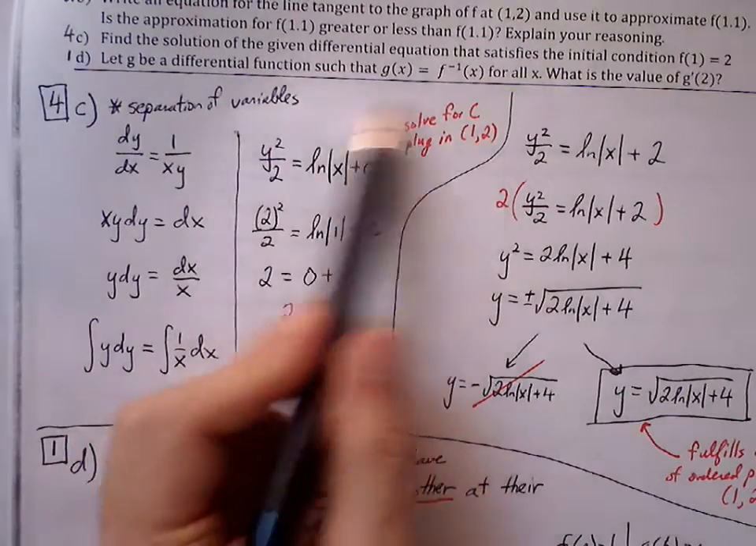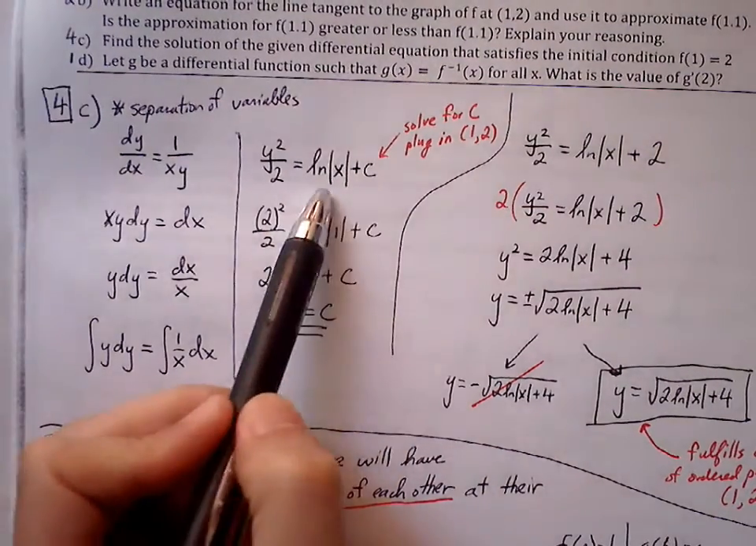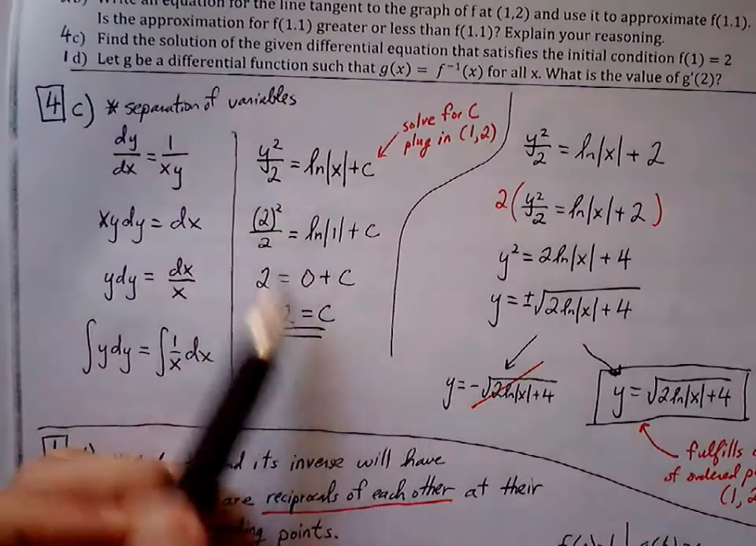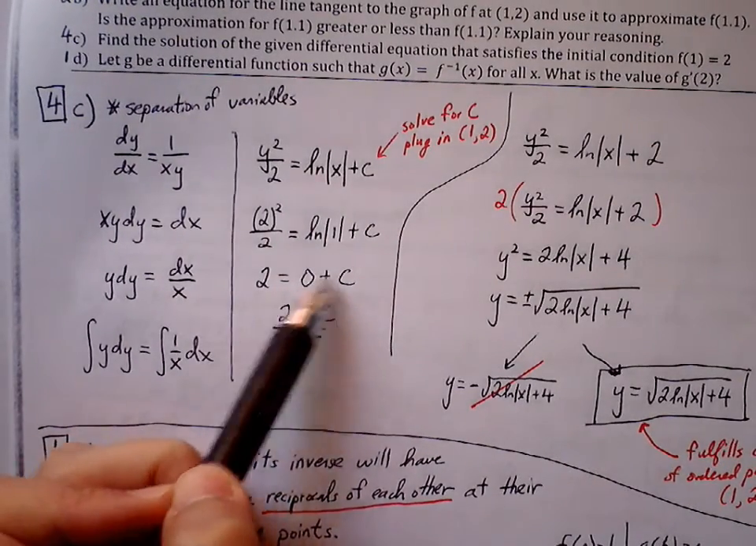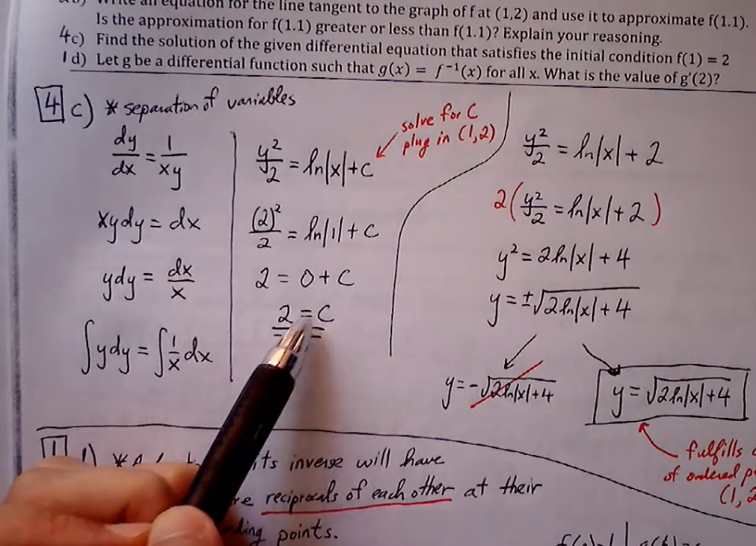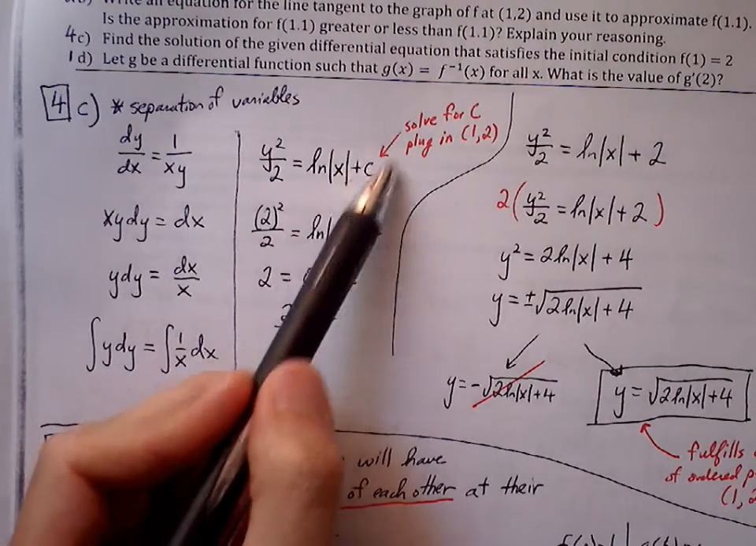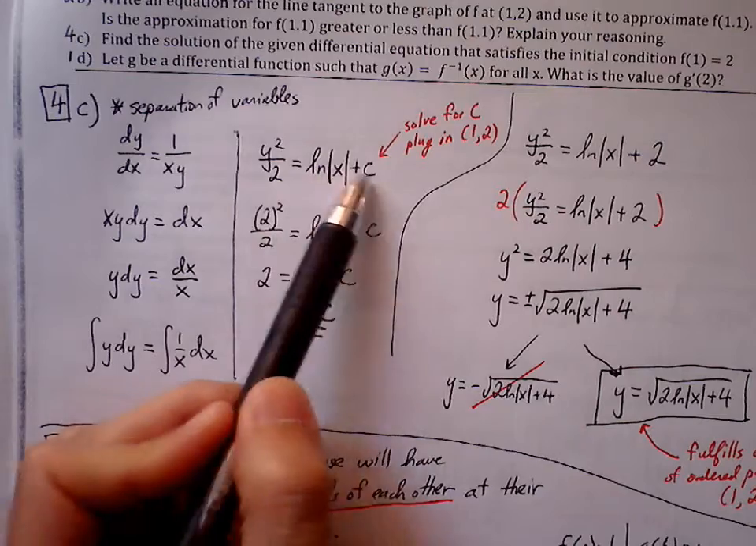So we can solve for c by plugging in that ordered pair, 1, 2. 1 goes in for x, 2 goes in for y. 4 over 2 is 2. 2 equals 0 plus c. C equals 2. Now that we have our c value, we're going to update our equation where we left off.